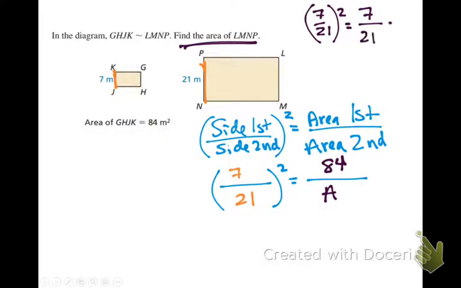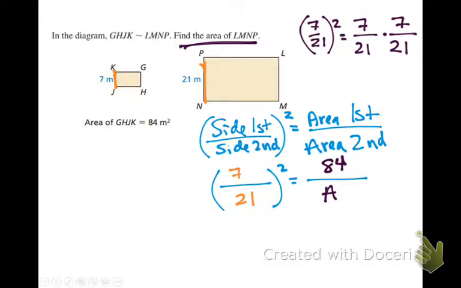Multiplying it by itself. So technically, 7 over 21. Sorry, I ran out of room on the screen, I guess. 7 over 21 times 7 over 21. I'll move it for you.